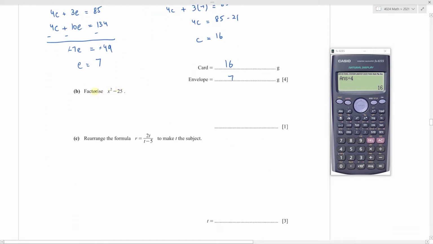Factorize x square minus 25. So this I can write as x square minus 5 square. Then I can use the formula a square minus b square equals to a plus b into a minus b, so x plus 5 into x minus 5.